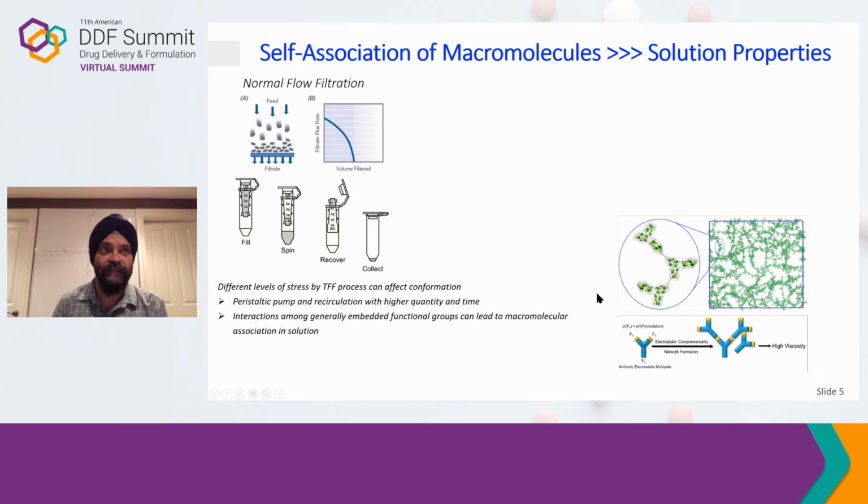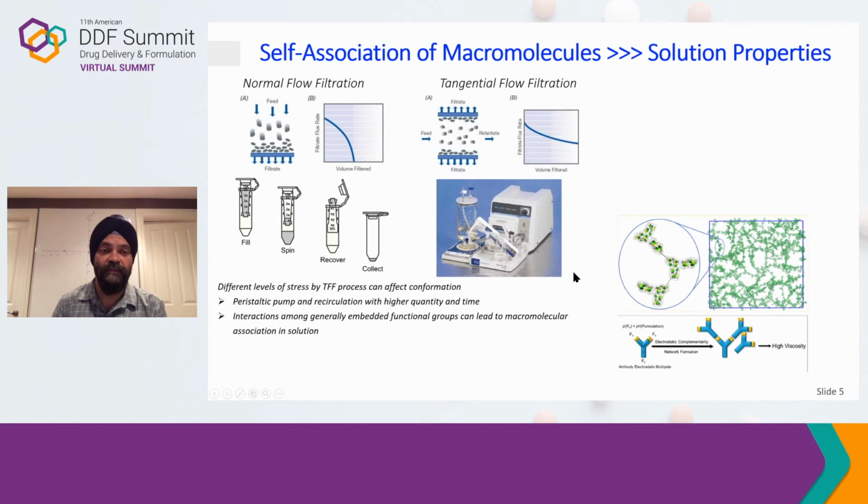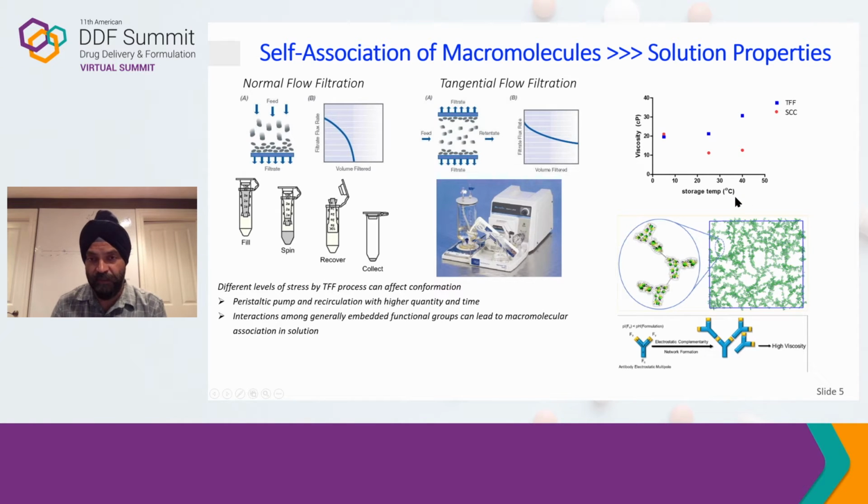And one of the big things we had observed was that when we prepare concentrated protein solutions using tangential flow filtration or using centricon-based normal flow filtration, we observe a difference in behavior. And that difference in behavior is observed upon storage. The viscosity of the solution changes. And this change in viscosity, as you can see in the top right graph, is more for tangential flow filtration prepared samples. And this was really linked to the interactions in solution as demonstrated on the bottom right.